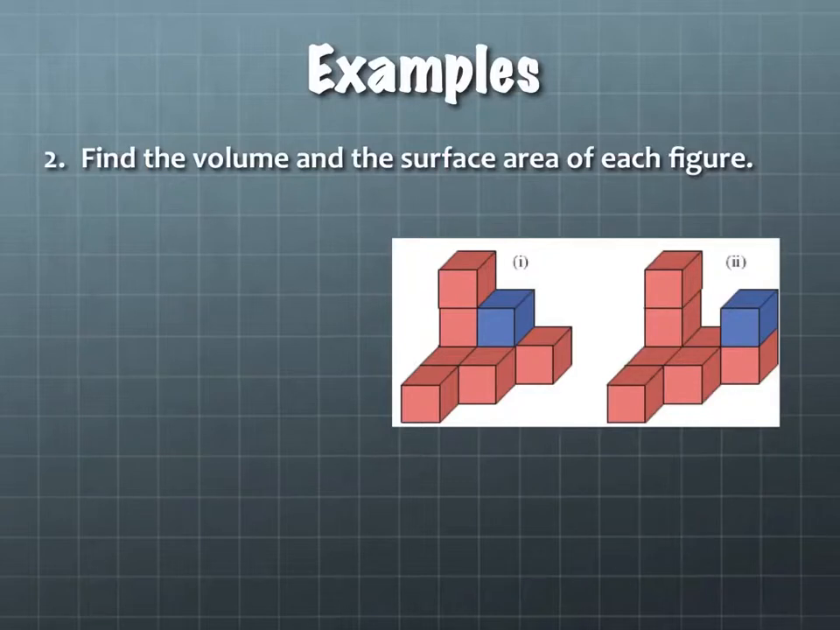So we have two images. One is I, and the other one is double I. And we are going to find two things for each one: the volume, again, that's usually the easier one to calculate, and then the surface area. So with our first object, what is the volume of that first object?